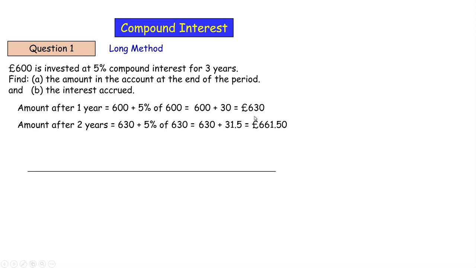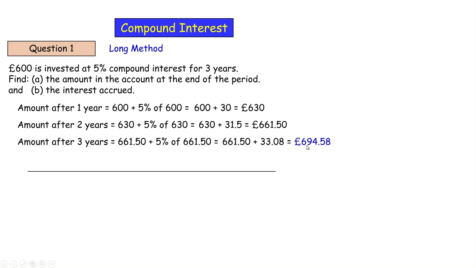Now we take that £661.50 and then we reinvest it for a 3rd year. So we take that amount, £661.50, and we add 5% onto that, and that gives us £694.58. So that's the amount at the end of the period.